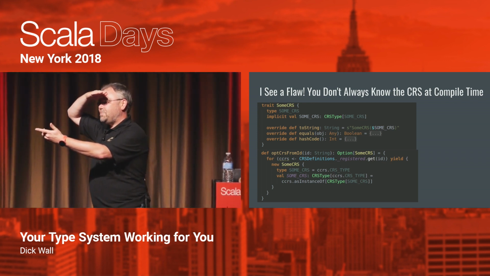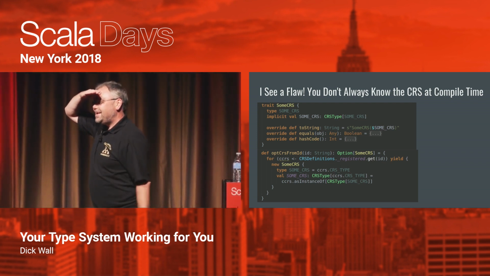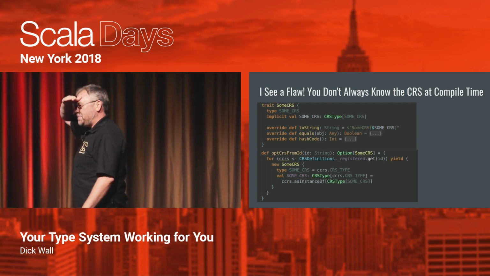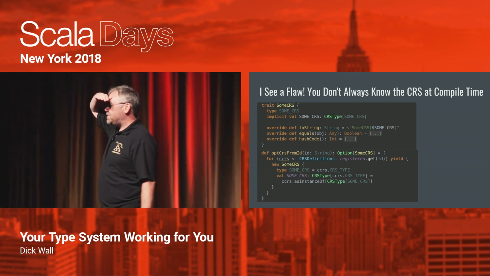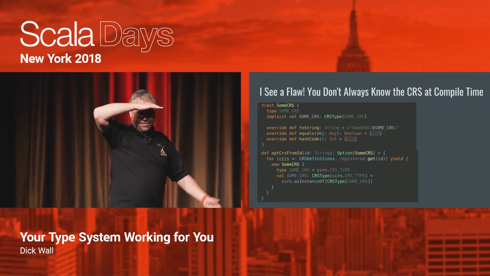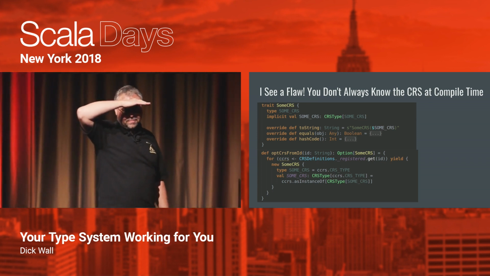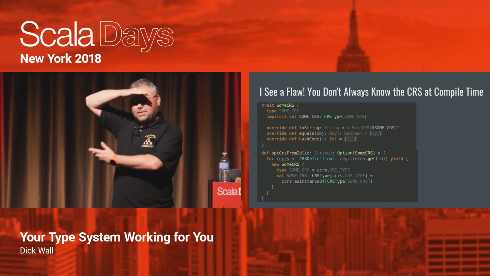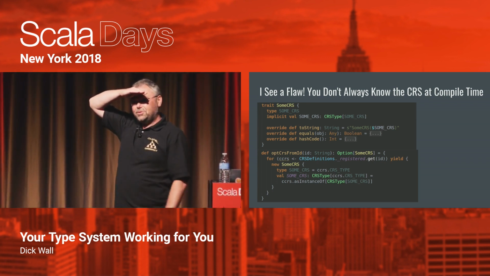I didn't hear it, but I'm going to assume you were right. It's an existential type, right? It means there's some type here, but I don't really know what it is, but it is unique in the Scala type system. So we need to make an existential CRS.